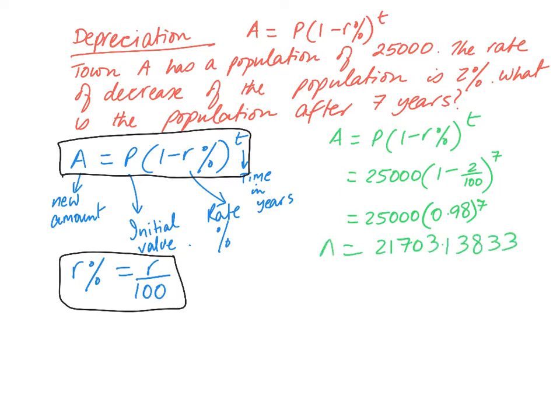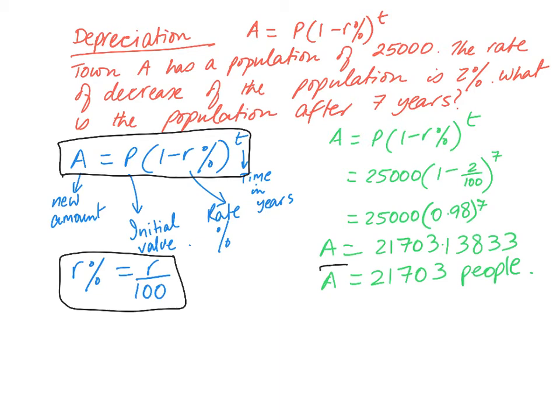$21,703.13833. Now obviously a population can't have 0.13833, so let's round it off. So 21,703 people. Now again, if they want the decrease or change in population, right?